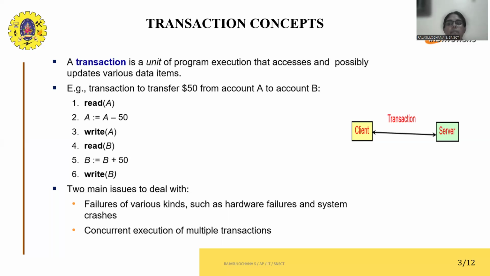Here, the data items are account A and B. Account A and B are updated. So the transaction is a single unit of program execution which updates various data items. However, this single unit of program execution will contain various subtasks. All these 6 steps are considered subtasks of this particular transaction. When you look at this transaction, you could see there are two main issues that may occur. For example, if there is a system failure or a hardware failure, it may have its toll on the transaction. And if there is concurrent execution of multiple transactions, this is another major issue that needs to be dealt with. So you understood what a transaction is with the help of an example, and what the major issues are that you need to deal with.